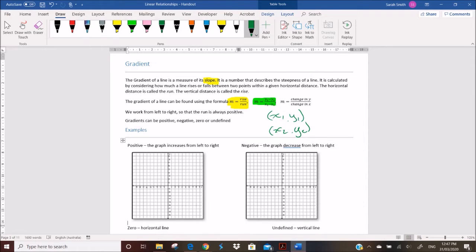The other way we can think of it is our gradient is our change in y divided by the change in x. Now we always work from left to right, so we're always considering that our run is positive because we're going in the positive direction along the x-axis. And our y value, if we're going up, we're going to have a positive. If we're going down, we're going to have a negative. So we have 4 different types of gradients. We can have a positive, negative, zero, or undefined.